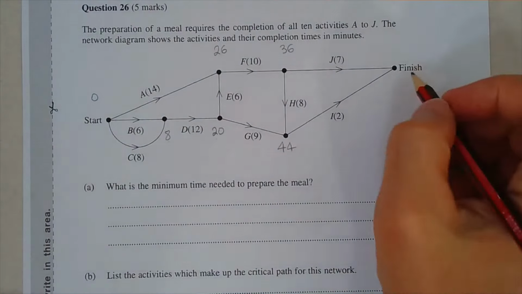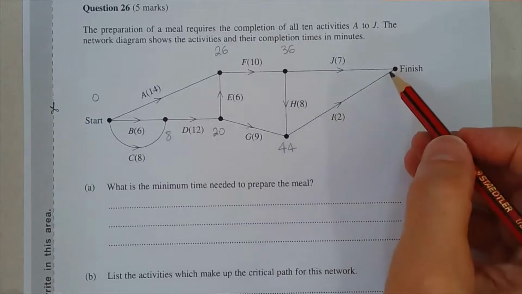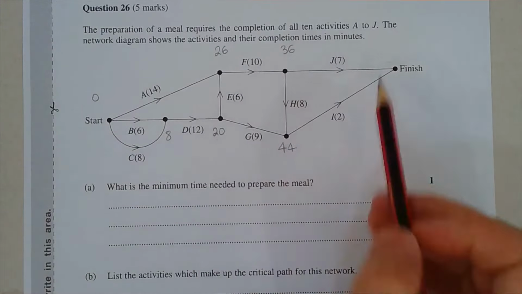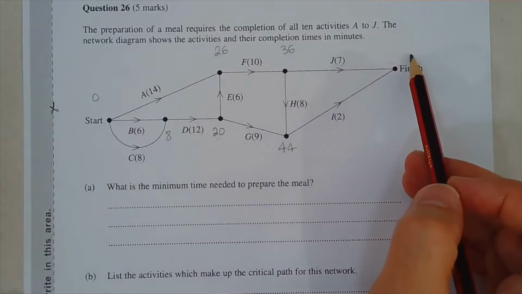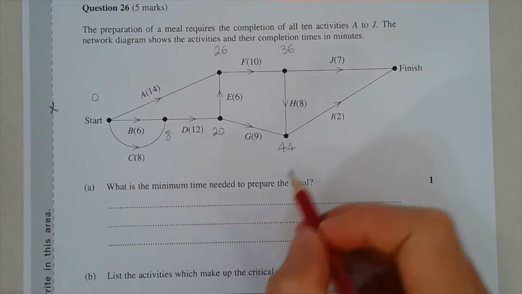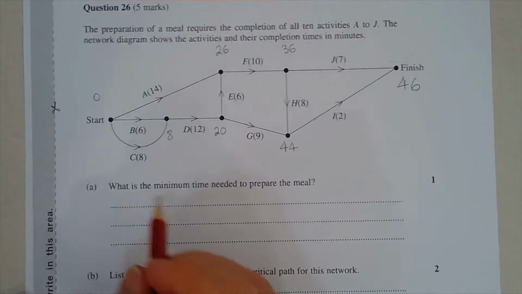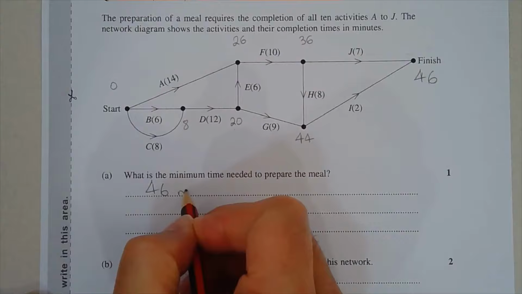Now, to get to the finish, we can go through activity J or activity I. In fact, both have to be completed, but comparing the 2 times, 36 plus 7 takes us to the 43-minute mark. But we're still not complete until activity I is completed. 44 plus 2 is 46, so that's the higher of the 2 numbers. So the minimum time needed to prepare the meal is 46 minutes.